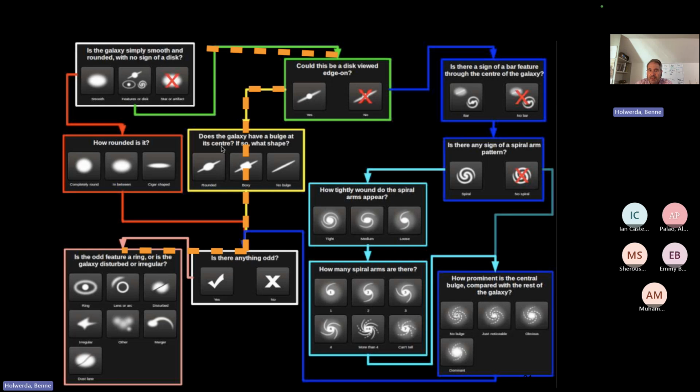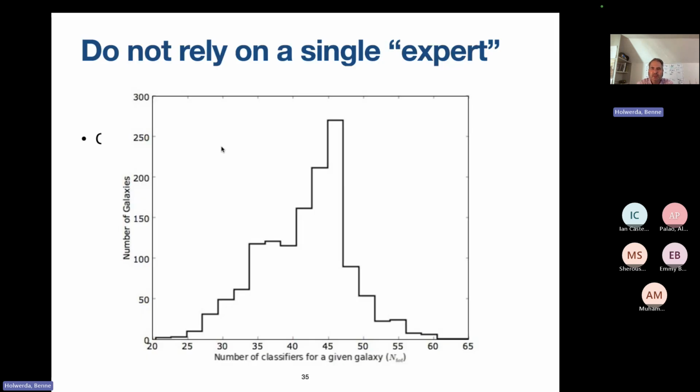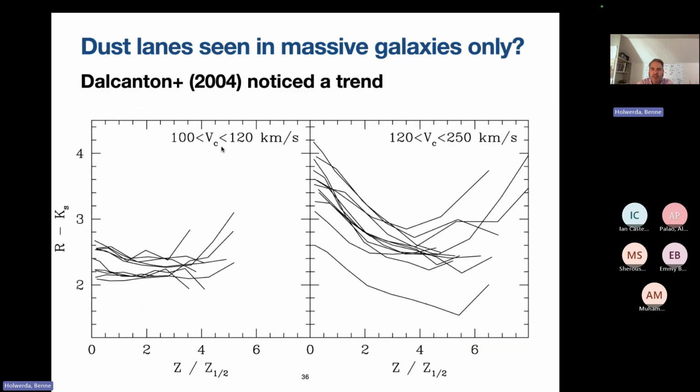Now, here's where that button really tripped me up, because a lot of people would go, it's an edge-on galaxy, it's supposed to have a dust lane. So when asked, do you see anything odd? They'd say, nah, and move on to the next. So there aren't that many votes for dust lanes in edge-on galaxies because a lot of people don't think of them as odd. So almost good. But instead of relying on a single expert, you get 45 people on average looking at this. And so you can look.